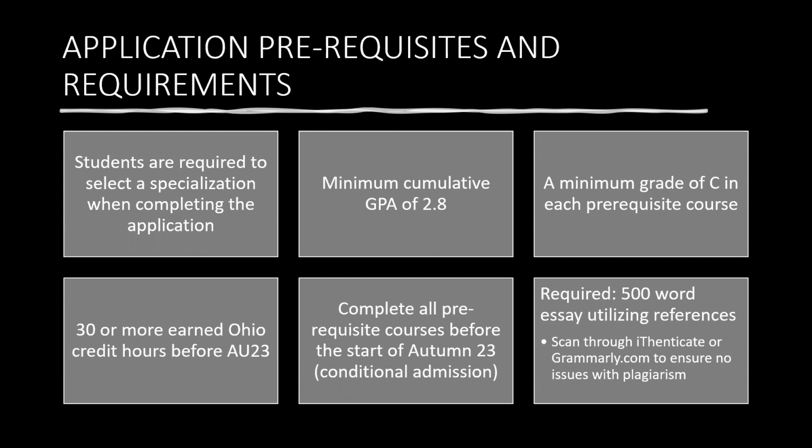We want to see a minimum grade of a C in each prerequisite course. And we do want to see that you have 30 or more Ohio credit hours by autumn 2023, which is the next cycle when you would be starting if you're applying in this current cycle. We do ask that you complete all of those prerequisite courses before starting this upcoming autumn.